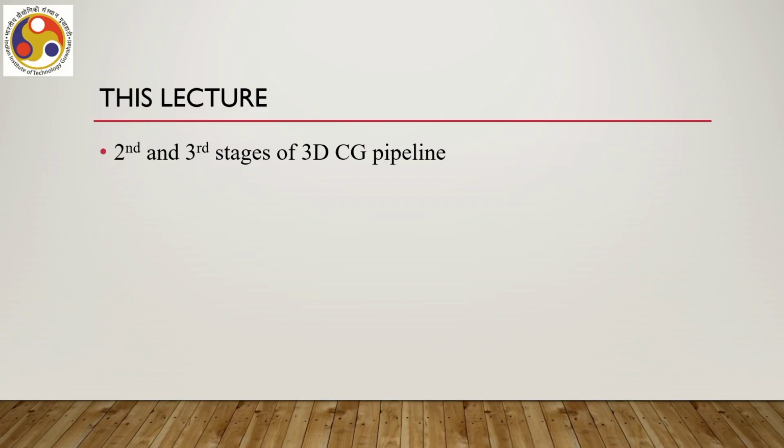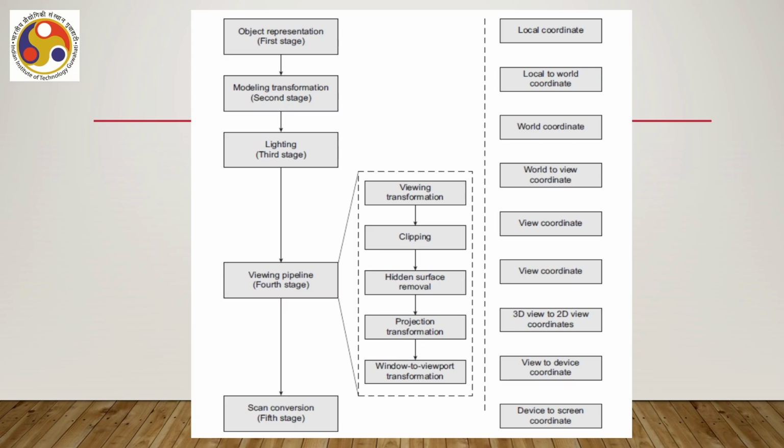Now, in this lecture what we are going to do is to cover the second and third stages of the graphics pipeline. So, two more stages will be covered in this lecture, but before we do that, let us quickly have a relook at the 3D graphics pipeline as discussed in the previous lecture. So, we have these 5 stages: object representation first stage, which happens in the local coordinate system. We have already talked about this one.